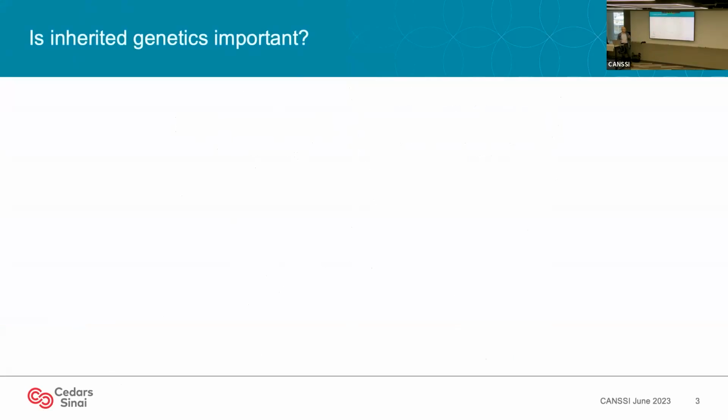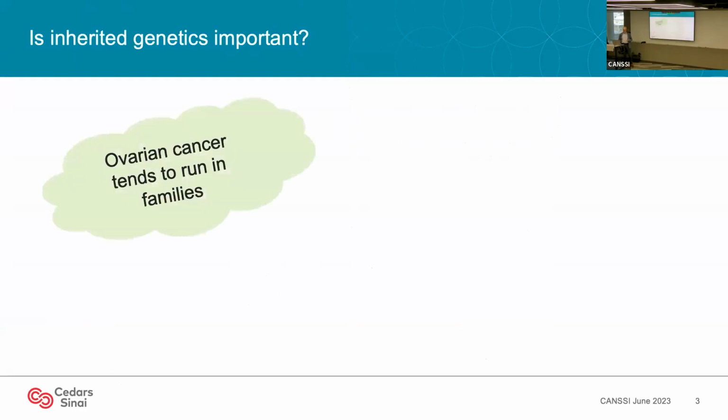So when you're thinking about germline genetics, the first basic question to always ask in Gen Epi is: is inherited genetics actually generally important? Of course, the answer to that question is pretty much always yes, but you have to ask it anyway. And we know that ovarian cancer tends to run in families. There's lots of data to show that, and I'll show you a bit of that.